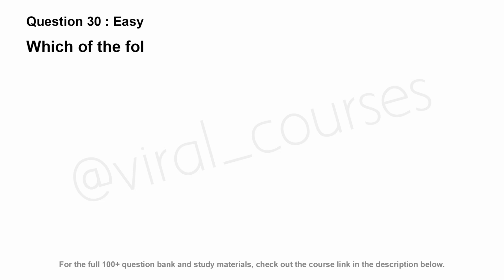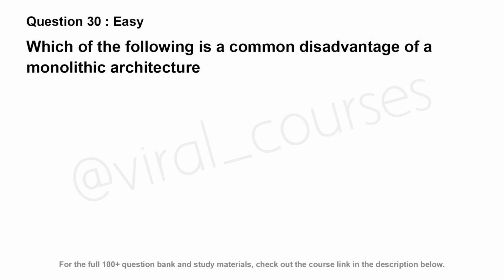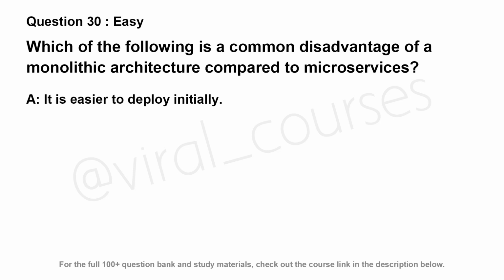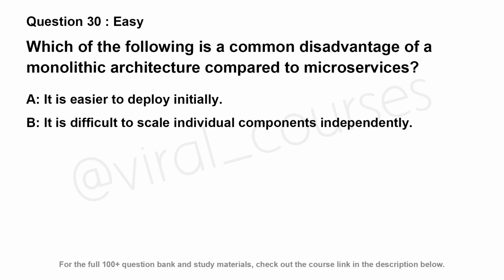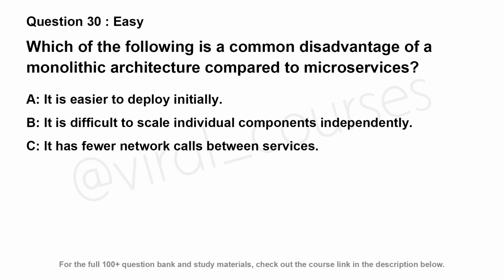Which of the following is a common disadvantage of a monolithic architecture compared to microservices? Option A, it is easier to deploy initially. Option B, it is difficult to scale individual components independently. Option C, it has fewer network calls between services. Option D, it uses only one programming language.